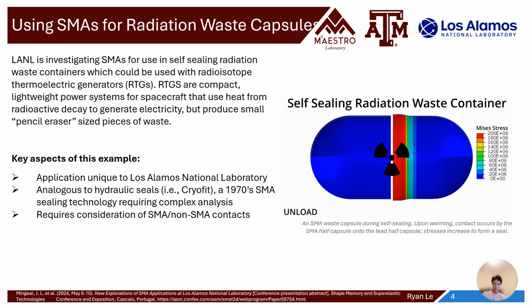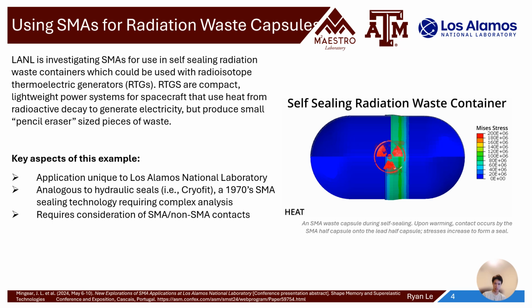So we're loading the right side of this capsule, which is the SMA half, which then allows it to have a wider radius. We can then move it over the lead half whenever necessary, and then the radioactive heat will actuate the SMA.